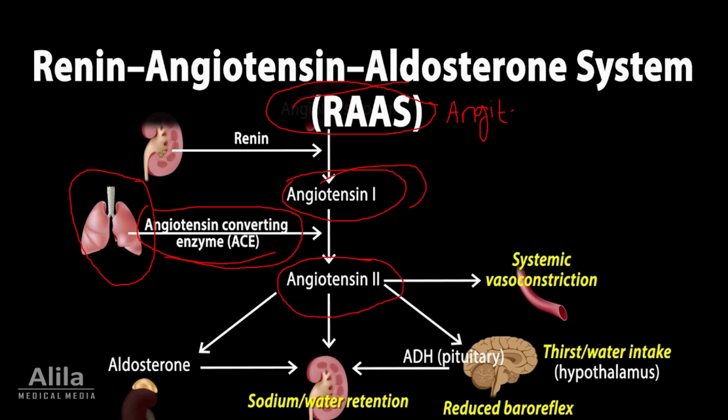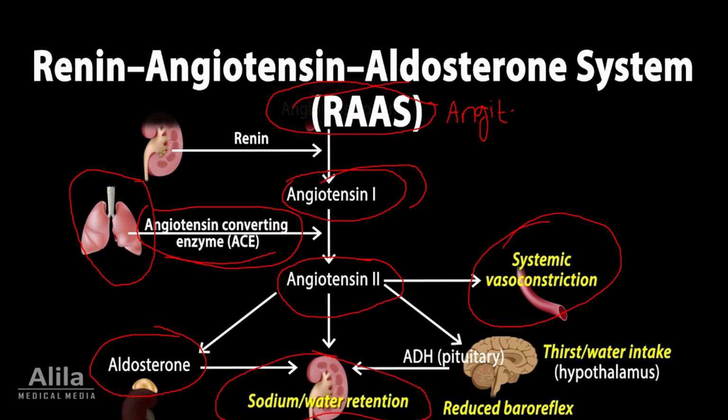So now what will happen? Angiotensin 2 helps with systemic vasoconstriction. The blood vessels were vasodilated before. With the help of angiotensin 2, the blood vessels will be constricted, so it can help increase cardiac output. At the same time, from the adrenal gland, aldosterone is released, which is increasing sodium and water retention. Once sodium reabsorption is high, then what will happen? The water level increases in the blood.